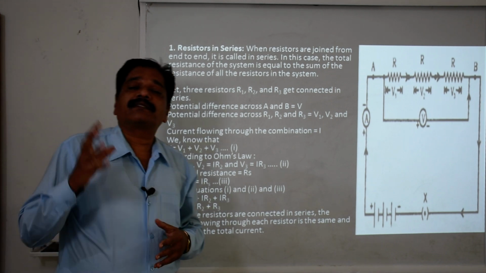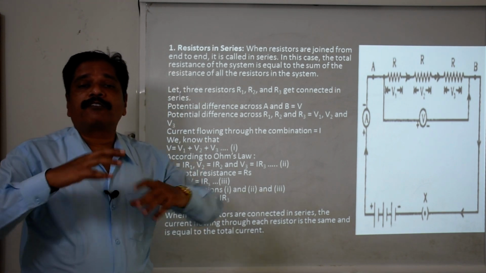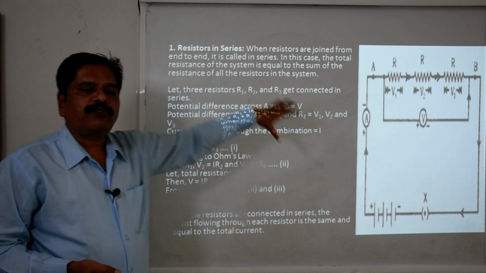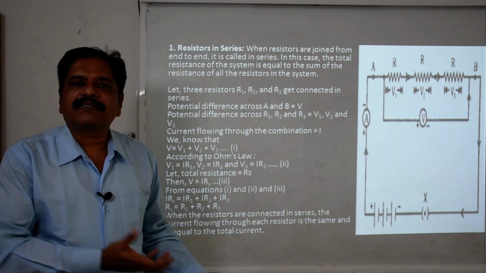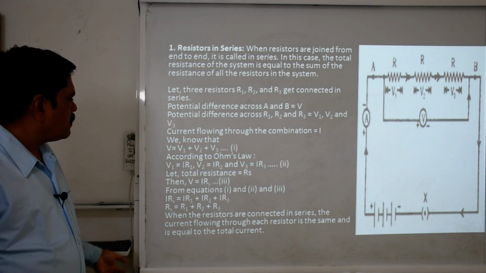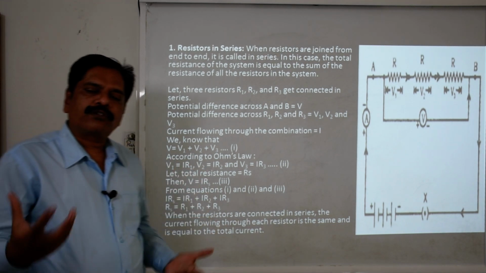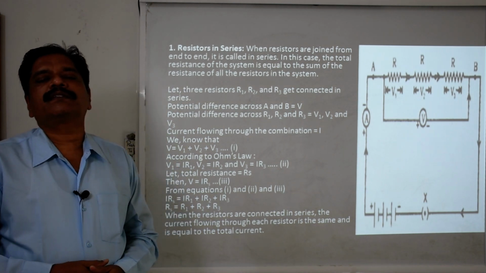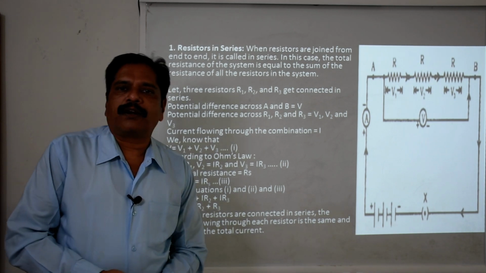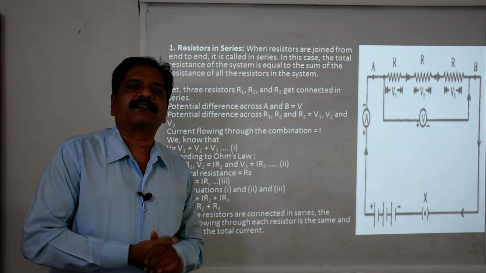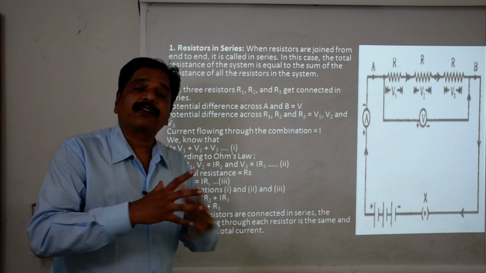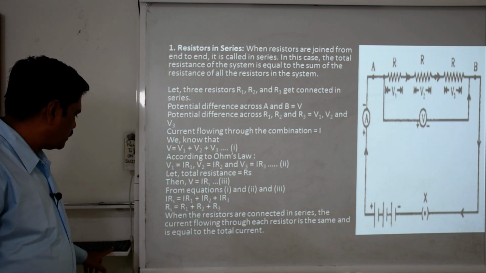When we arrange resistors in series, the total resistance is always equal to the sum of all the resistors applied in series. Remember this one thing. What is the total resistance of series resistors? It is equal to the sum total. Here R is equal to R1 plus R2 plus R3 and so on. Whatever the number of resistors, you add their values and get the total resistance of the series circuit, clear?